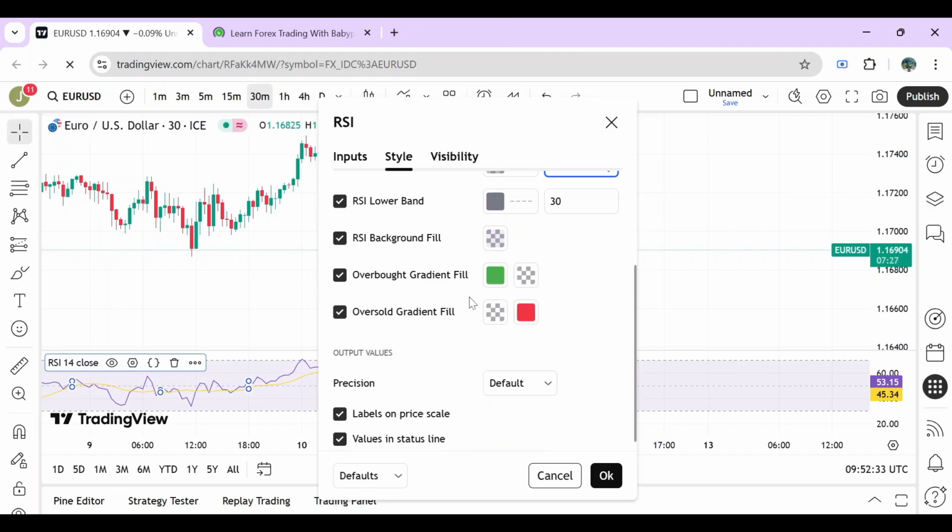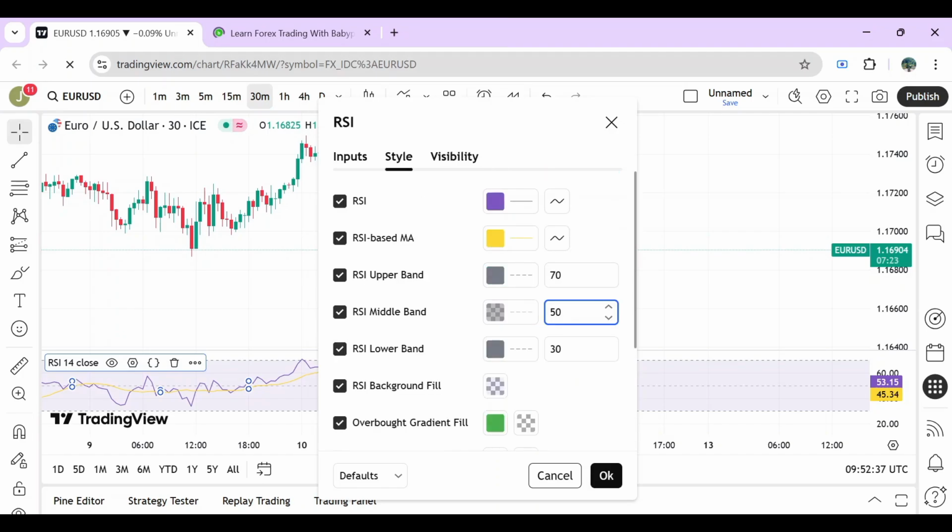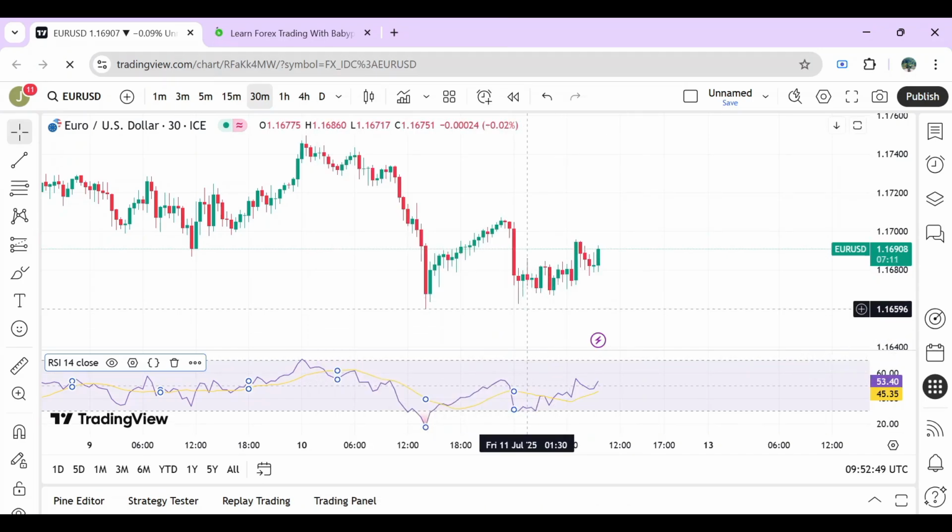Some traders also add a midline at 50 to help identify the overall trend. If price is above 50, the trend may be up, and below 50, it may be down. And that's it. You're now set up to use the RSI just like the pros at BabyPips. That's how to configure the RSI indicator on BabyPips.